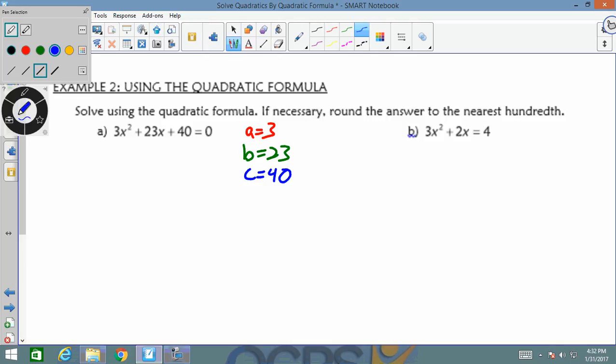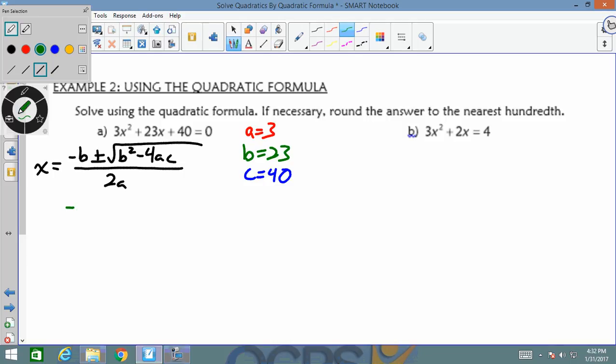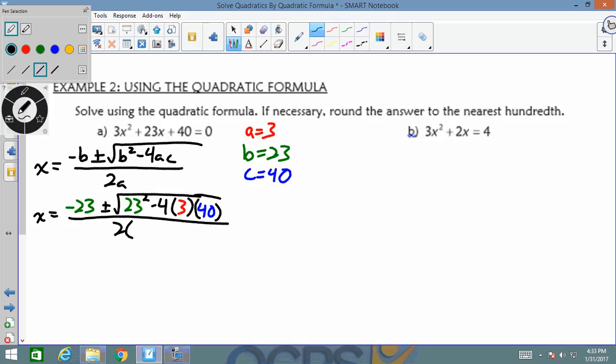Okay? And then after we identify, we're going to write down the quadratic formula. x equals negative b plus or minus the square root of b squared minus 4ac all over 2a. Okay? Now we're going to substitute our numbers in. So since 23 is positive, it's going to be negative 23 plus or minus the square root of 23 squared minus 4 times my a, which in this case is 3, times my c, which is 40, all over 2 times my a, which again is 3.